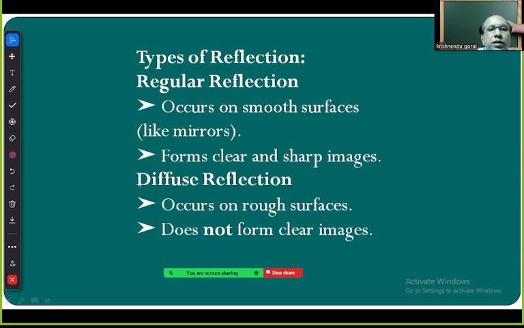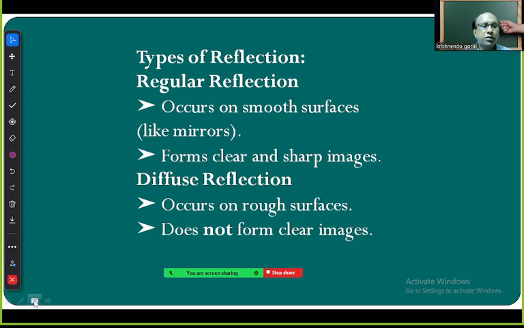The next slide is types of reflection. Actually, there are two types of reflection, right? One is regular reflection, and the other is diffuse reflection. What is the difference? Regular reflection occurs on a smooth surface and forms clear and sharp images like mirrors, and diffuse reflection occurs on rough surfaces and does not form clear images, right?